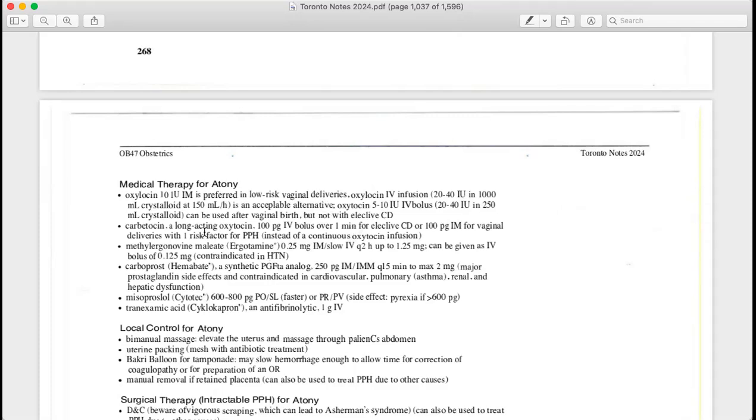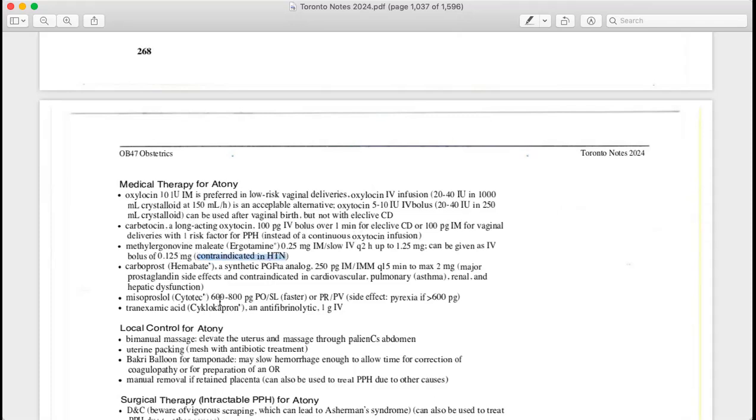Now, carbetocin is long acting. If you want something to be used for a prolonged period, then you can use this one. For the vaginal deliveries with one risk factor for the PPH, you can give carbetocin. Methyl ergonovine, if there is a contraindication to oxytocin and carbetocin, then you can go for methyl ergonovine, but we don't give it in hypertension. So they can ask for the contraindication of methyl ergonovine maleate.